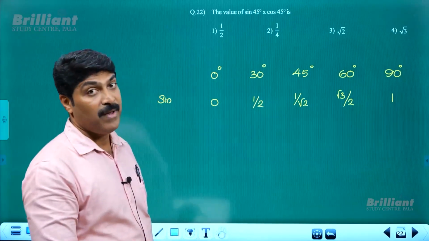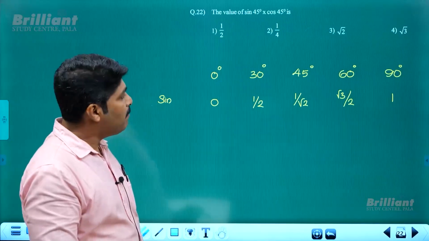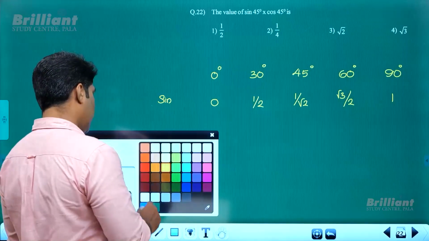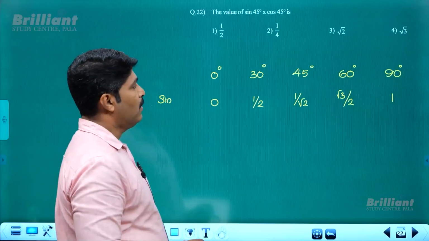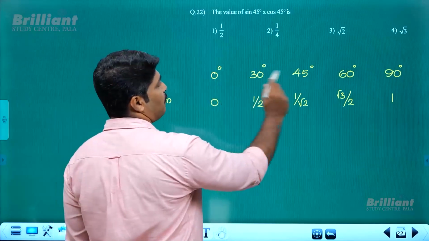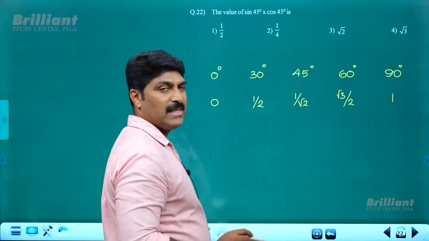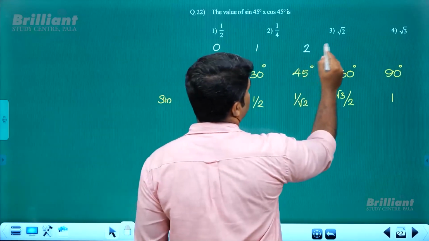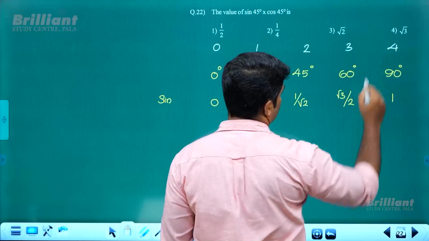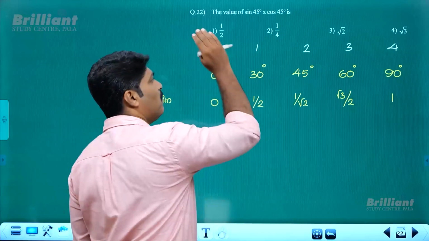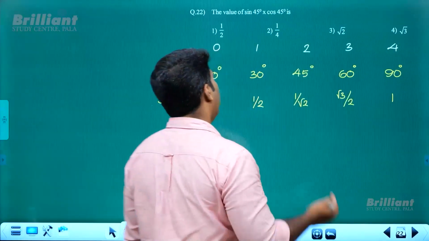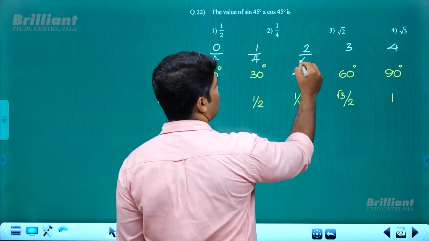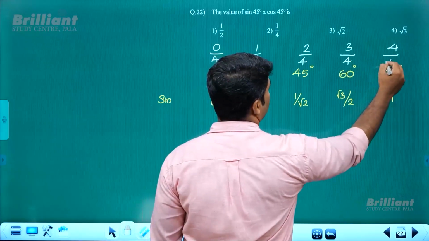These are the sine values. For remembering these values easily, I will give you a simple trick. Instead of 0, 30, 45, 60, 90 degrees, put 0, 1, 2, 3, 4 as the values. Then divide all these values by 4. This is 0 by 4, 1 by 4, 2 by 4, 3 by 4, and 4 by 4.